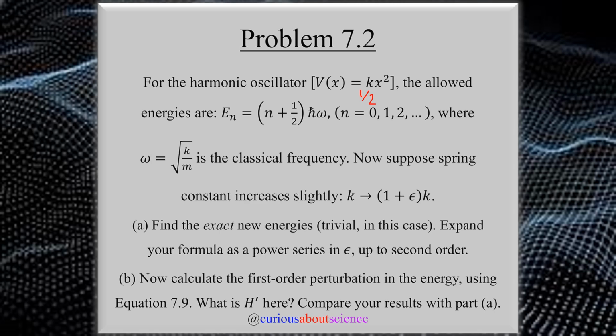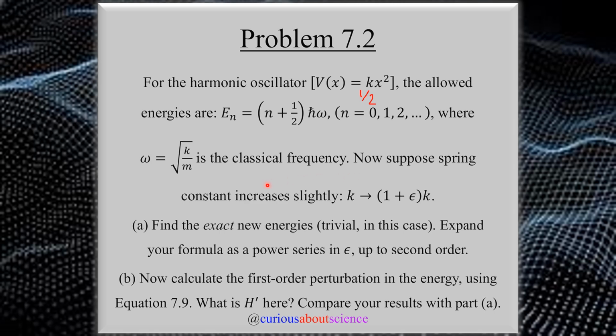Let's get started. So in this question, 7.2, of course we run into the harmonic oscillator, which has the potential, which should be 1/2 kx squared, not kx squared, and the allowed energies are En equals (n plus 1/2) h bar omega for n starting at 0. This is different from the finite or infinite square well where they start at 1. So point of clarification there. And we see that we have the classic angular frequency, which is the square root of k over m.